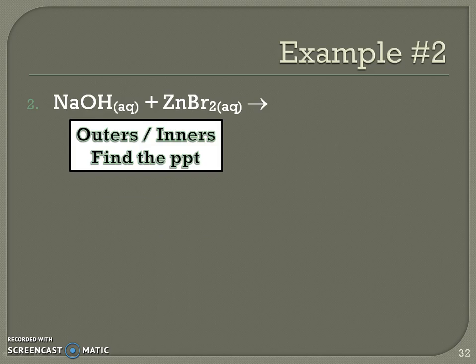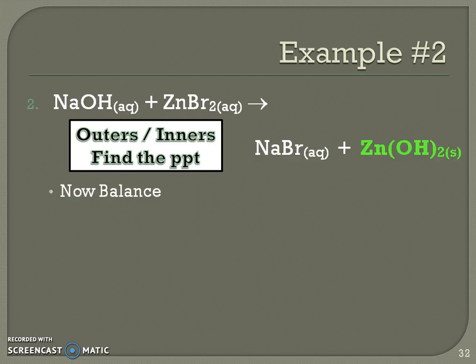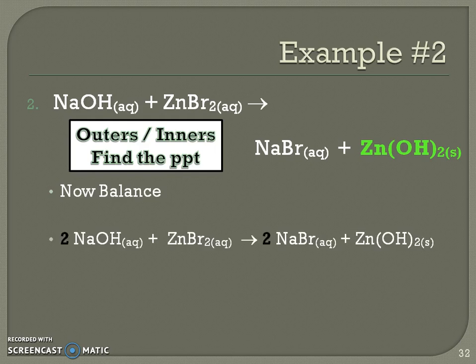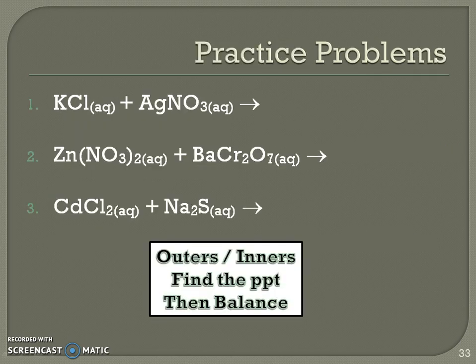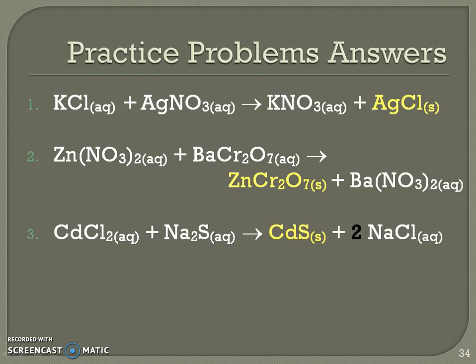Example 2, again, do your outers and inners, form your correct products, and find that precipitate. Should have gotten that. Now balance. Should have gotten that. Okay, practice problems. Definitely pause the video at this point, do your outers and inners, find the precipitate, and then balance the reactions. And here are your answers. Again, if you have questions, please come see me.